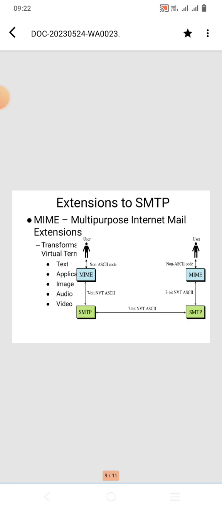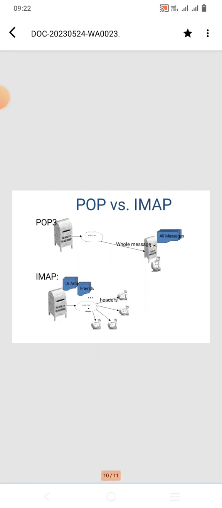You can see in this diagram the user at the client side and the user at the server side, and how they communicate with the help of the MIME protocol. At the client side, the message will be in non-ASCII code, so that will be converted to ASCII code, that is, to NVT, the network virtual terminal, with the help of the MIME protocol. The next one is the POP protocol.